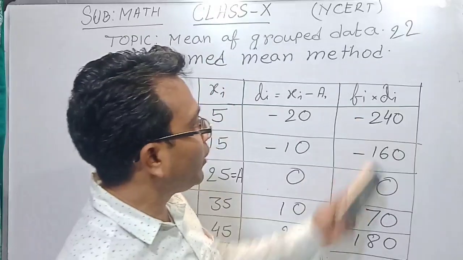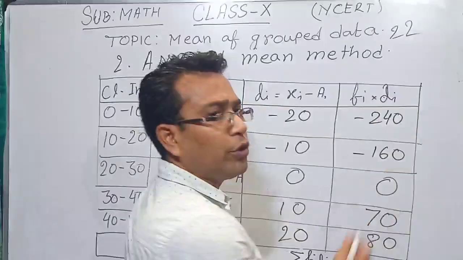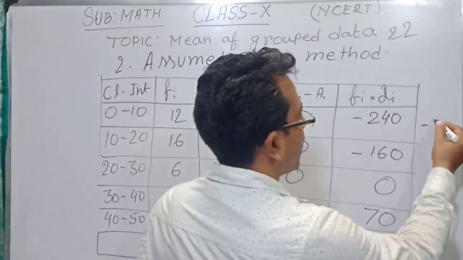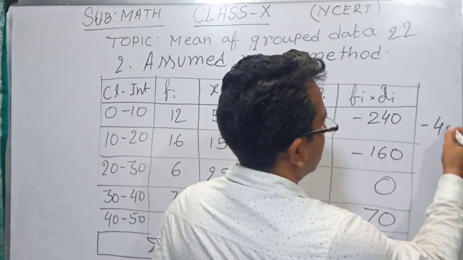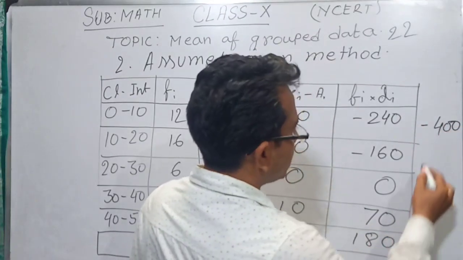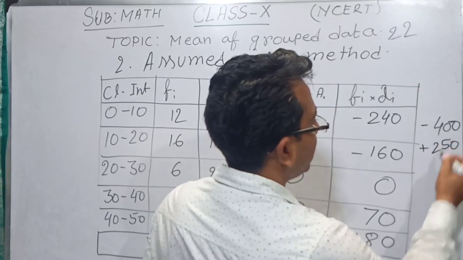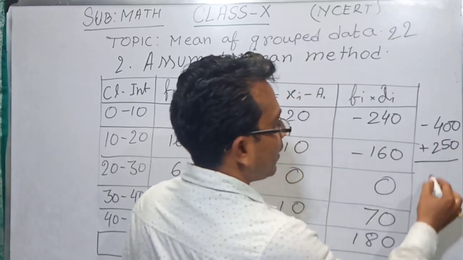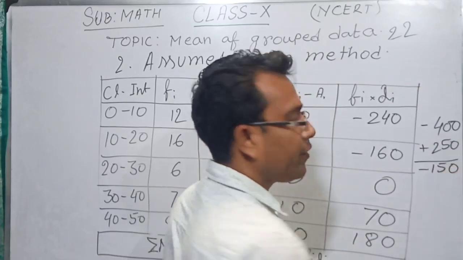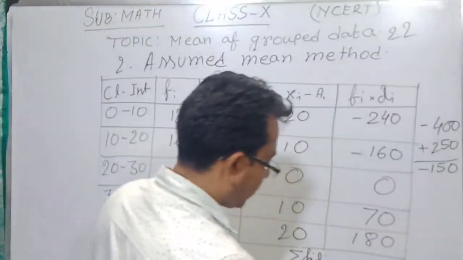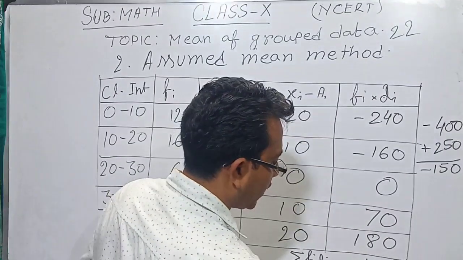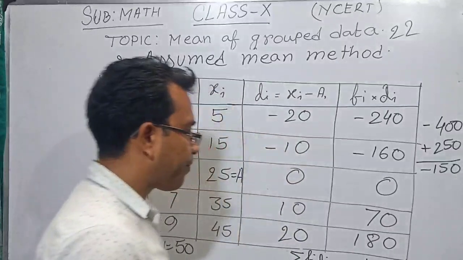I have to calculate the total of the Fi into Di. Here minus 400 plus 250. The total is minus 150. Now that is minus 150.